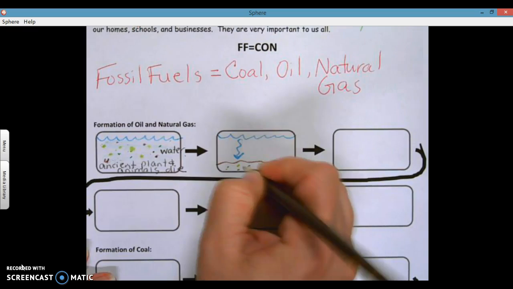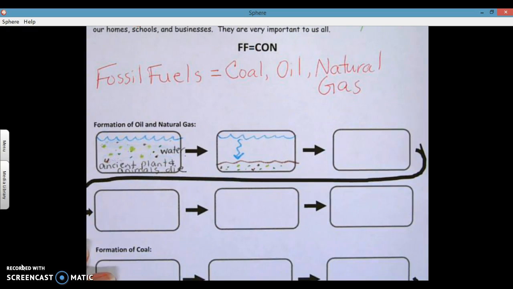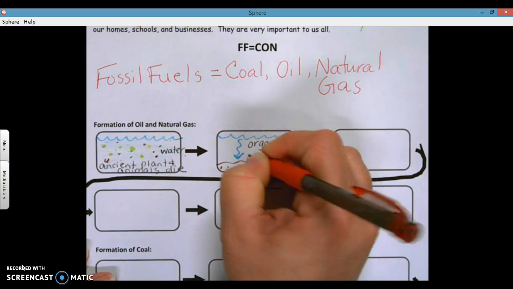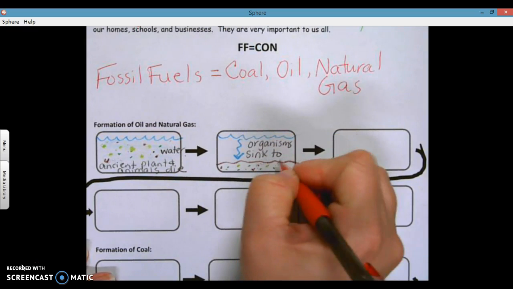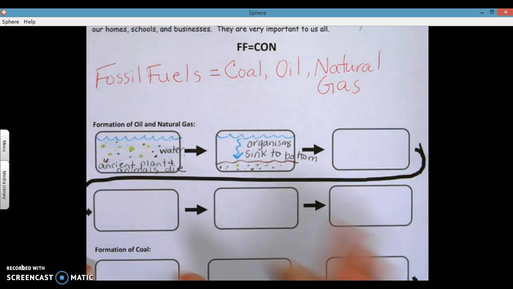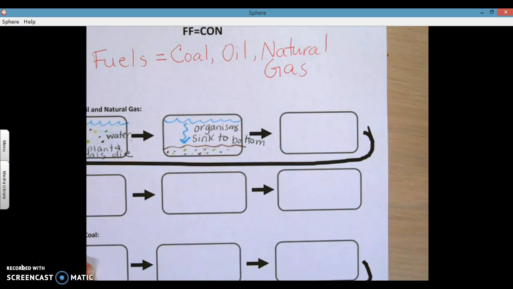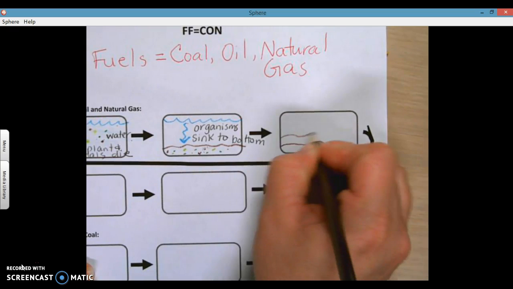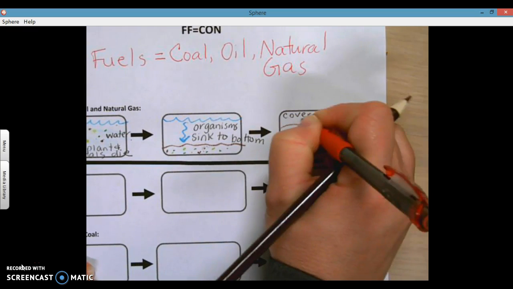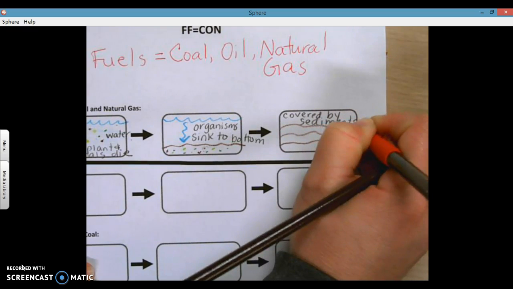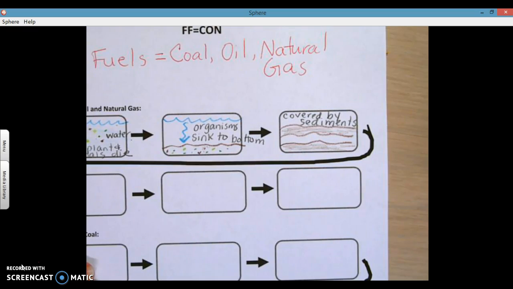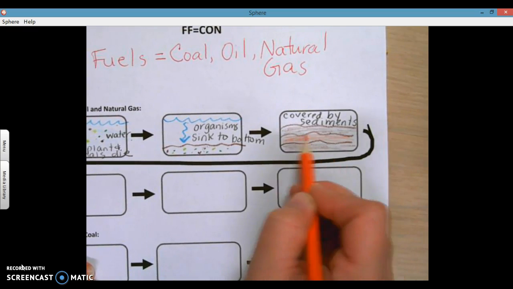And during this decomposition, something amazing happens. It gets covered by sediment. So these organisms sink to the bottom. Should have made my boxes bigger. Once they sink to the bottom, they're going to get covered by sediments. So I'm going to draw in some layers. They get covered by sediments. There we go. Here's our sediments layering up on top of this ancient plant and animal matter.